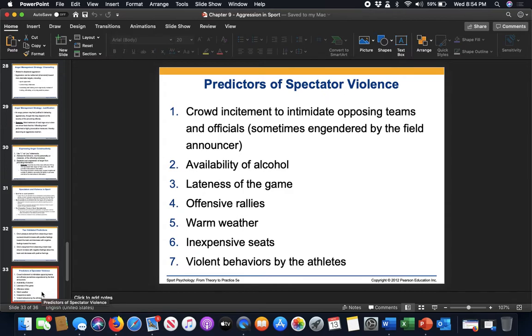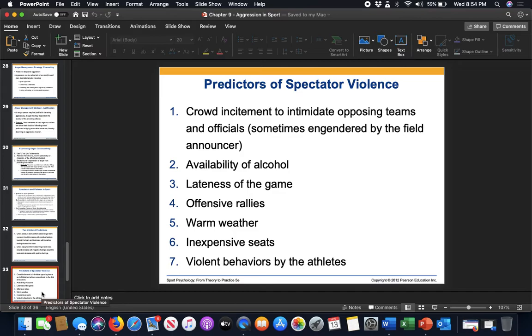But what happens with violence? The ding ding test potential question. Well, there's a lot of things that happen. Crowd incitement to intimidate opposing teams and officials. It's one of those things where you're trying to use that intimidation factor, and so therefore it gets overboard, and somebody always takes offense to it, and then that's when things can go wrong.